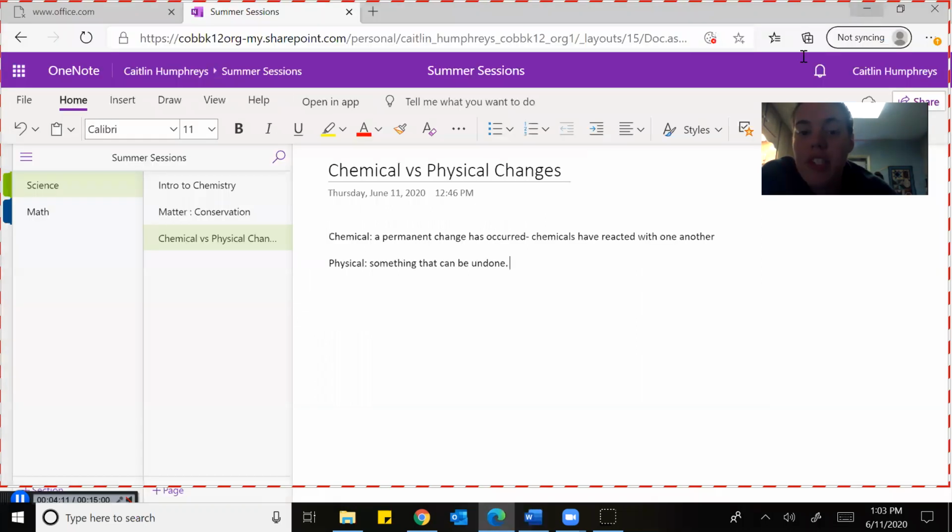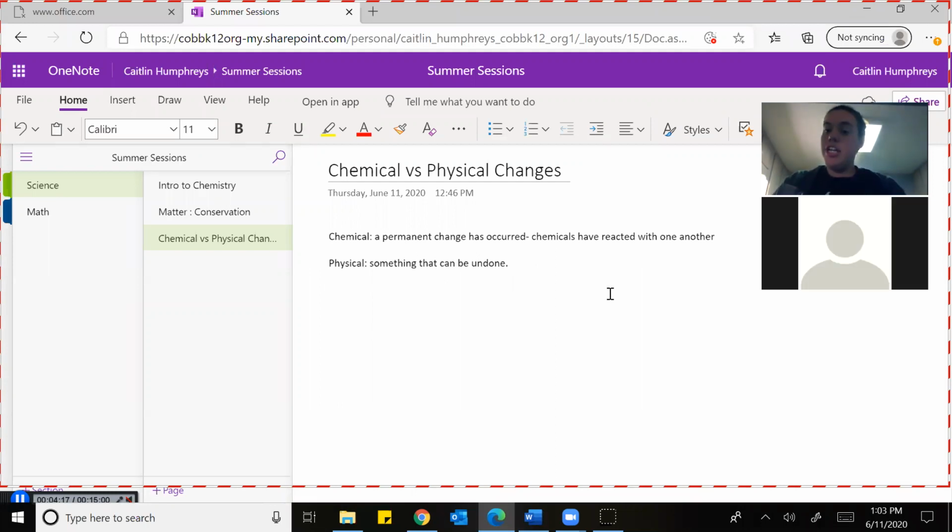So the very first thing we're going to talk about is a physical change. Physical change. This is something that can change back. So the example we're going to show you is a liquid to a solid. This is going to be done by making our own ice cream. So we have some supplies here already made.